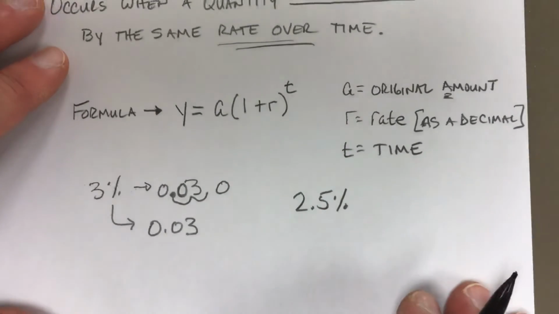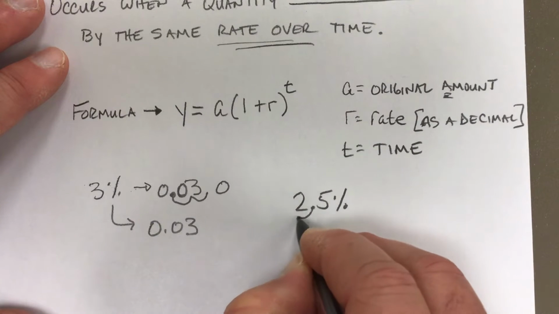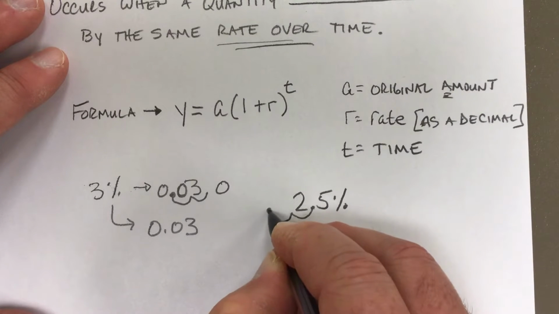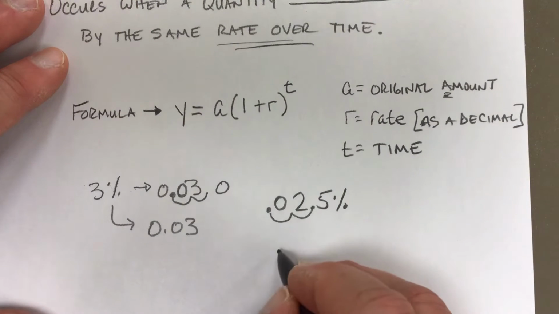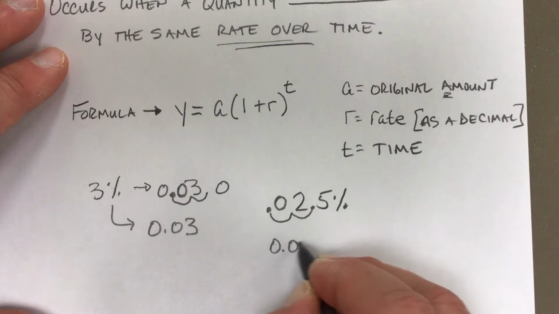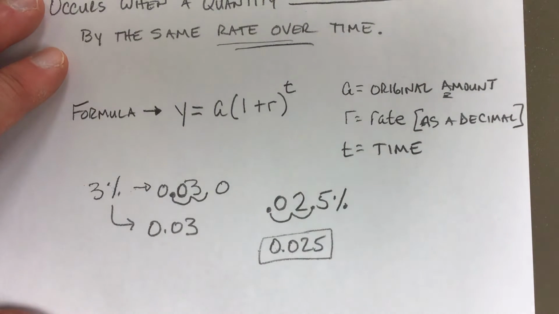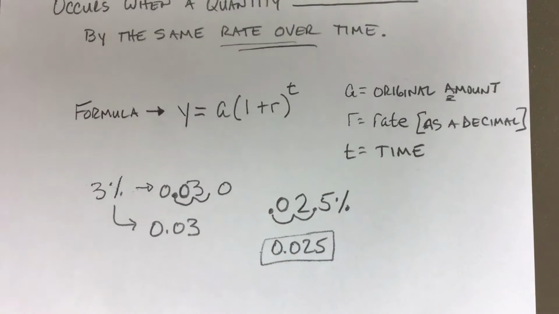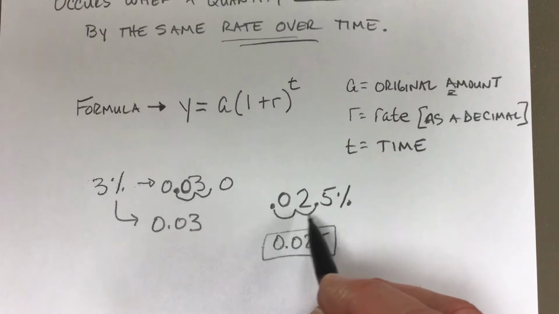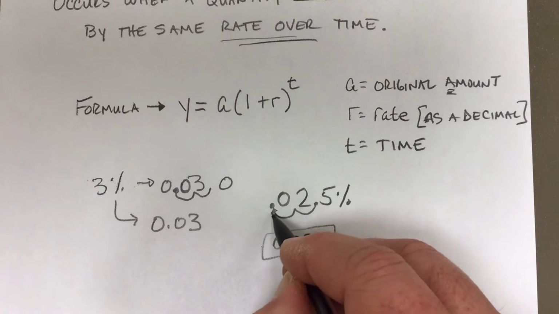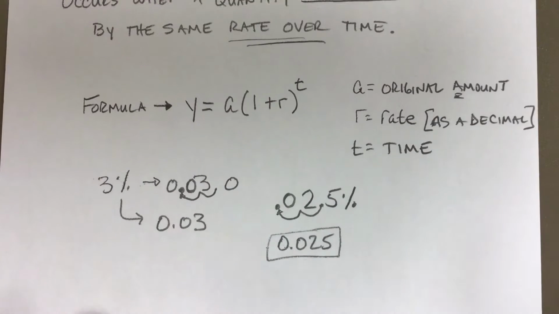Sometimes they're going to give us 2.5%. So with 2.5%, we simply take this decimal and move it over 2. Now the decimal's here. Fill in the 0, and there's your decimal, 0.025. That's your rate. That's how you change a percent to a decimal. You move it to the left 2 spots, basically dividing by 100.